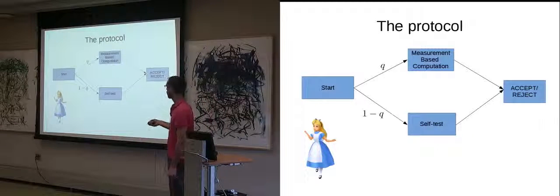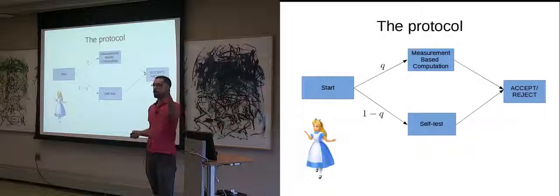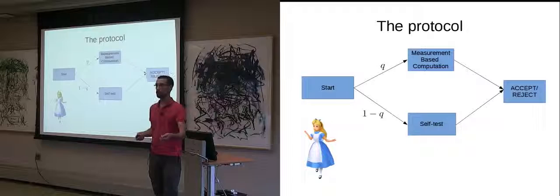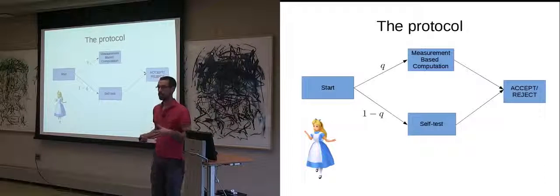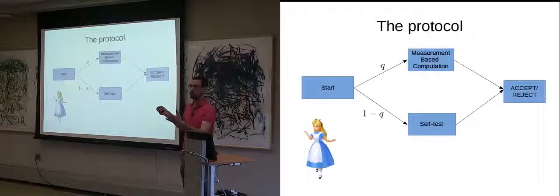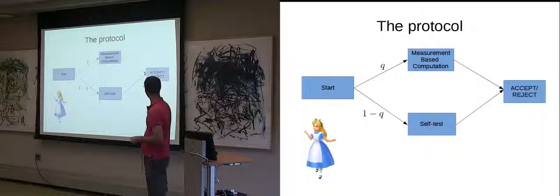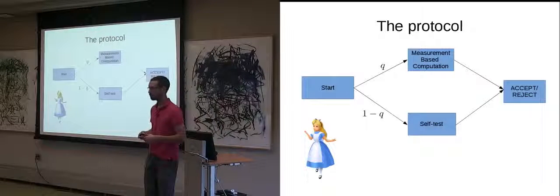Alice, the verifier here, with some probability will decide it's time to do some calculation. What she's going to do is query the provers one at a time, according to the adaptive measurement that's required in order to do this measurement-based computation. And at the end, from the outcomes that she gets from the provers, she can calculate whether to accept or reject.